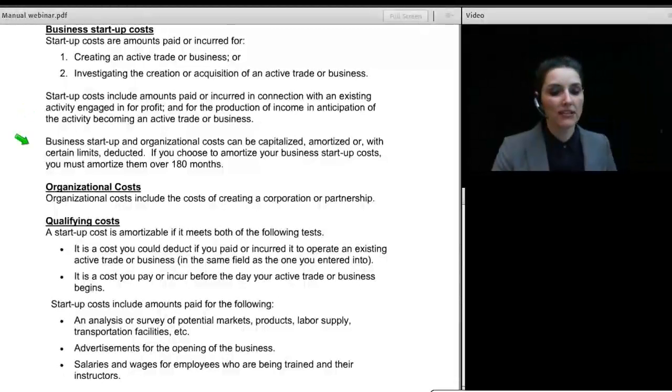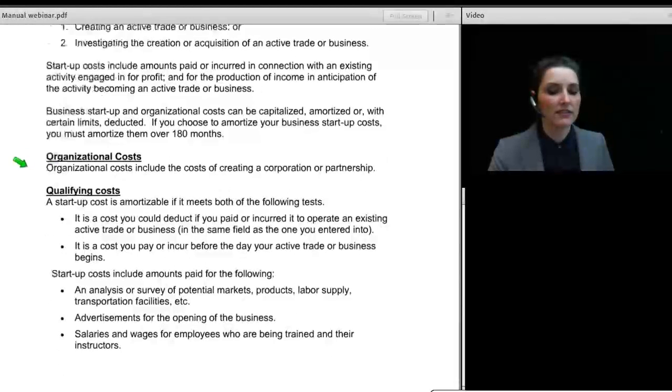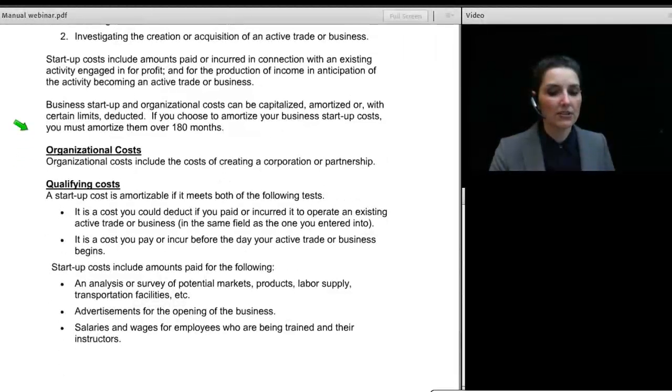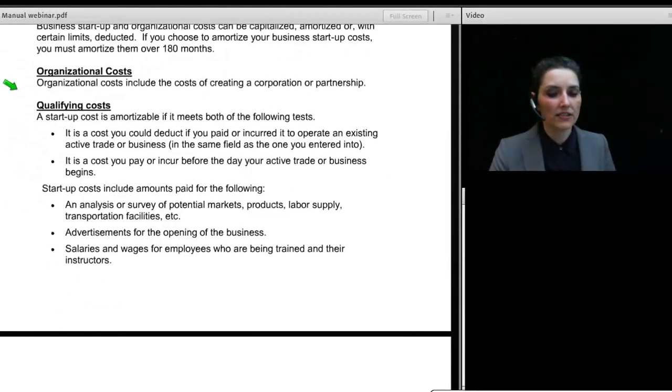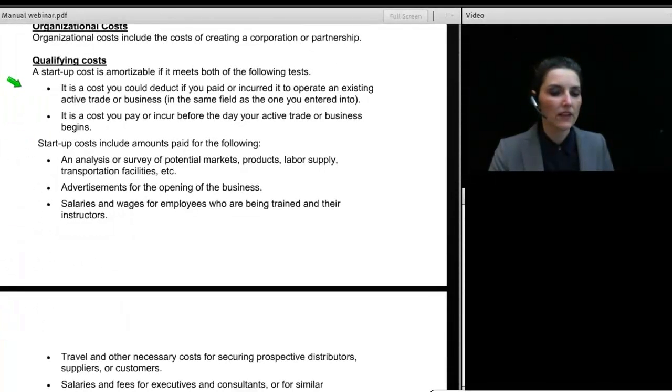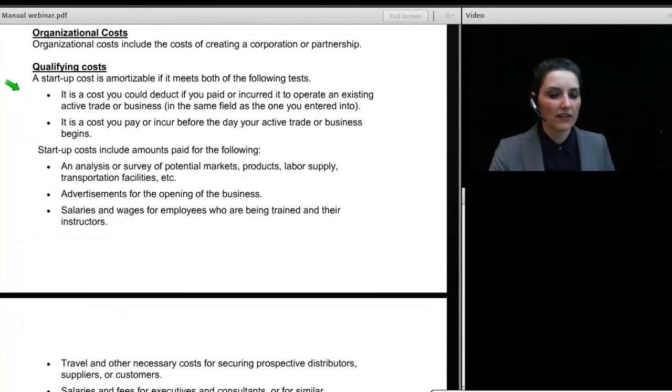Business startup and organizational costs can be capitalized, amortized, or with certain limits deducted. If you choose to amortize your business startup costs, you must amortize them over 180 months. That's 15 years. Organizational costs include the cost of creating a corporation or a partnership. And then we move on to qualifying costs.